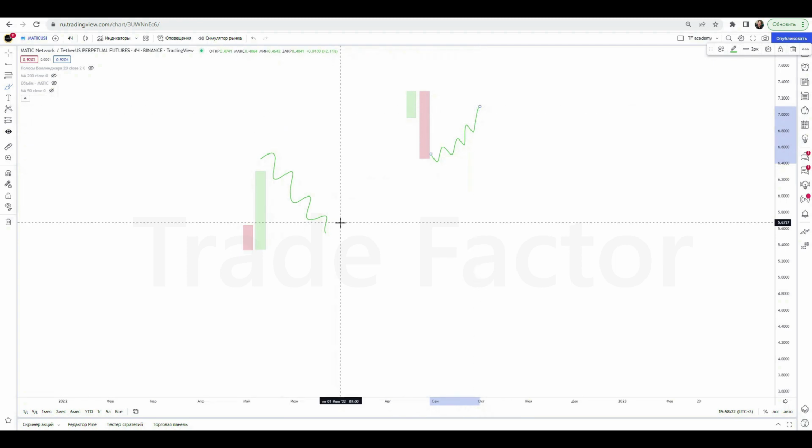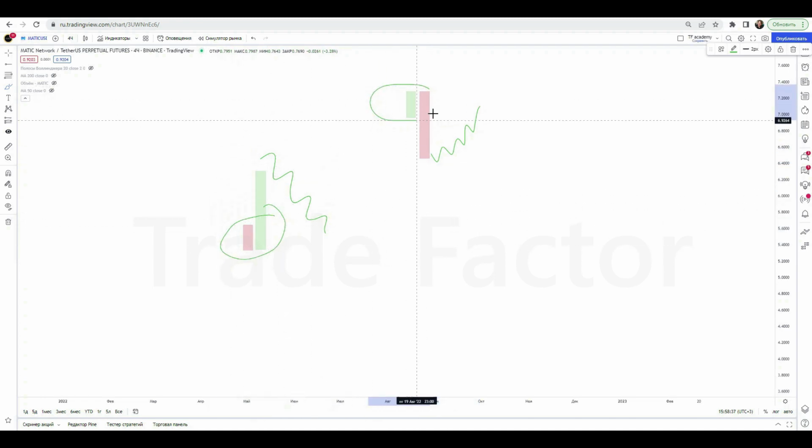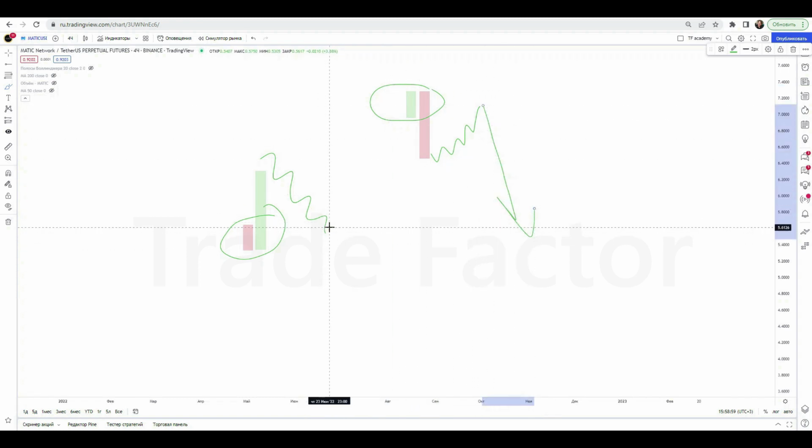If a market maker accumulates his position like here or distributes it like here, he will control and protect this zone. And there is a high probability that this order block will not be broken through. That's why we can always take a position from the order block. In this case, to continue the fall. In this case, to continue the price growth.